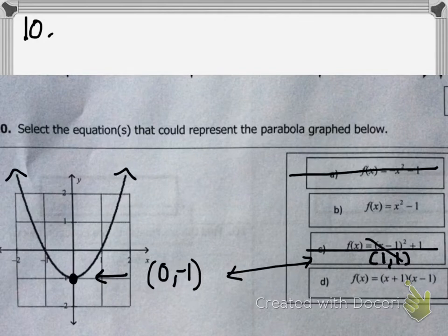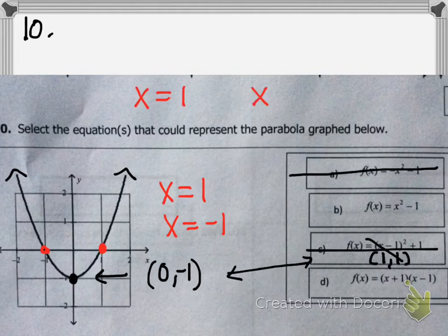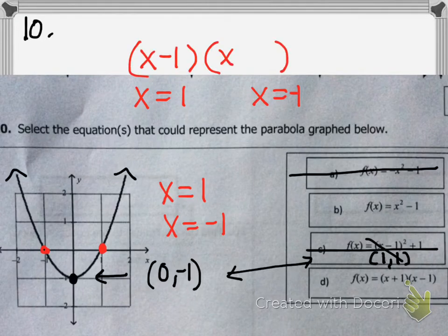The next thing I notice is that the x-intercepts, where it crosses the x-axis, are at 1 and -1. So the x-intercepts are at 1 and -1. So if I want to write this in intercept form, which part D is in, to go backwards, if the x-intercepts are 1 and -1, then the factors should have been the opposite signs, x minus 1 and x plus 1, and that would be our intercept form. Well, if I look at part D, those are identical. So part D is one of the equations that represents this parabola.